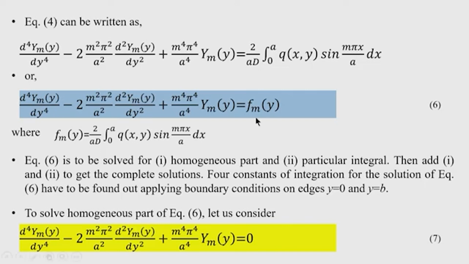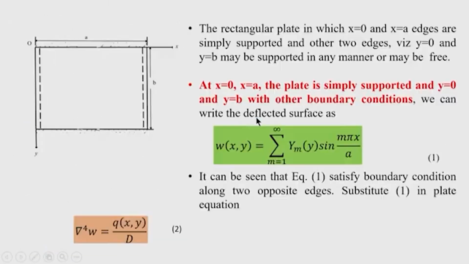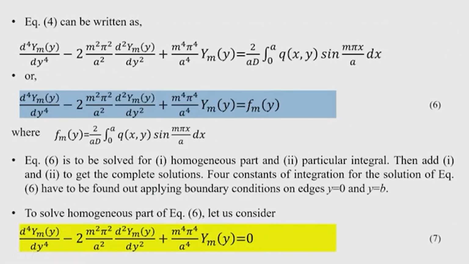Because at this moment we only know this function sin m pi x by a, but the function Y m y is still remaining unknown. So, let us see how we can solve it. This function of y, as I have explained, is integrated with respect to x and the limit is substituted, and then you get a function where the x variable does not appear.